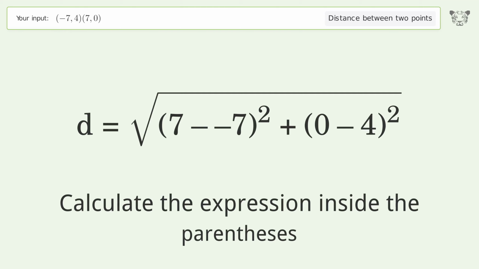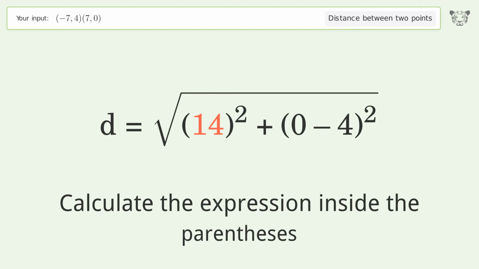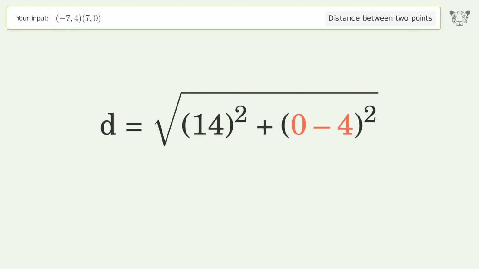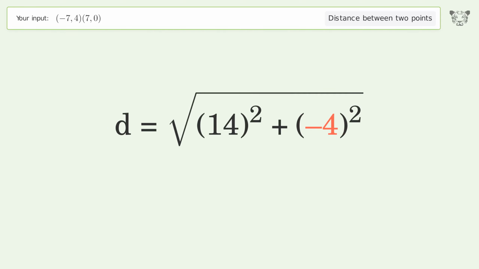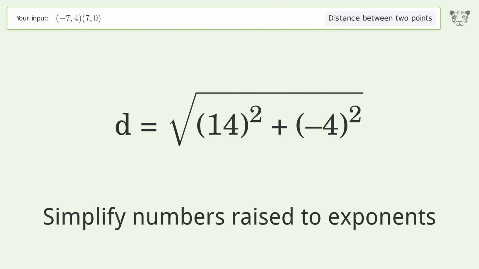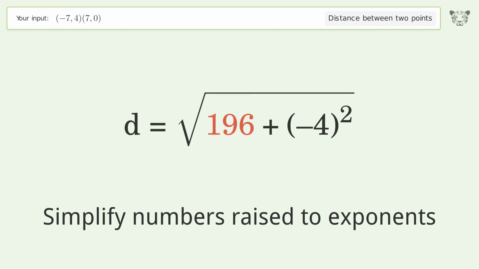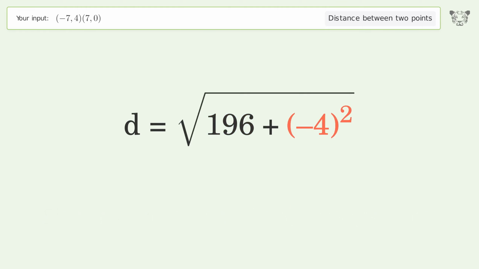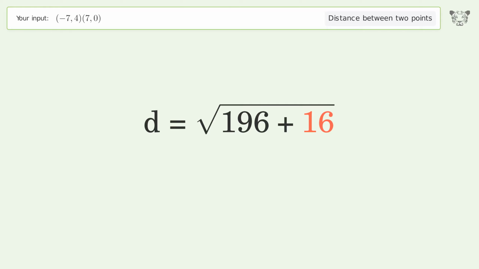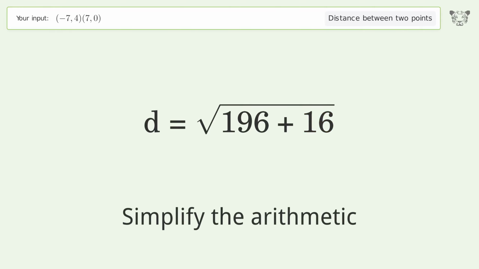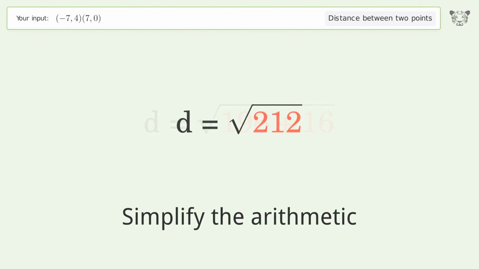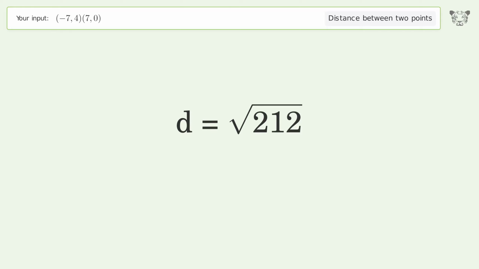Calculate the expression inside the parentheses. Simplify numbers raised to exponents. Simplify the arithmetic. And so the distance between the 2 points is the square root of 212, or 14.56.